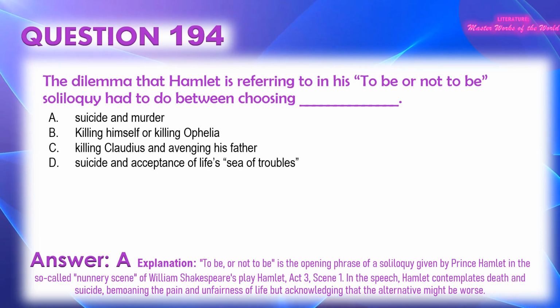Question 194. The dilemma that Hamlet is referring to in his to be or not to be soliloquy had to do between choosing blank. Answer A. Suicide and murder. To be or not to be is the opening phrase of a soliloquy given by Prince Hamlet in the so-called nunnery scene of William Shakespeare's play Hamlet, Act 3, Scene 1. In the speech, Hamlet contemplates death and suicide, bemoaning the pain and unfairness of life but acknowledging that the alternative might be worse.